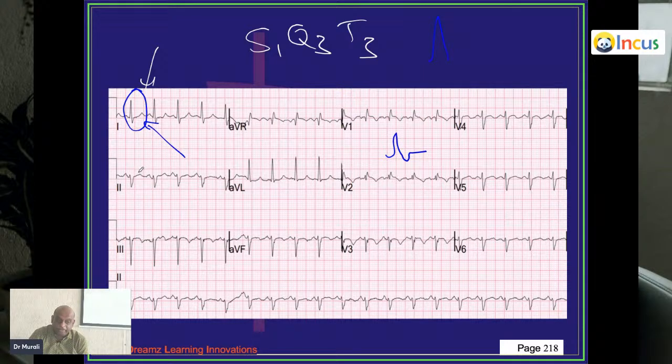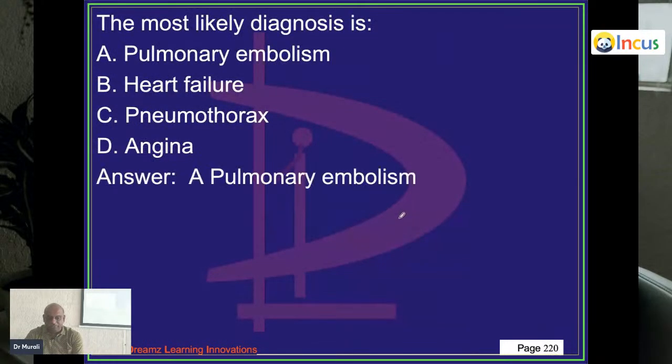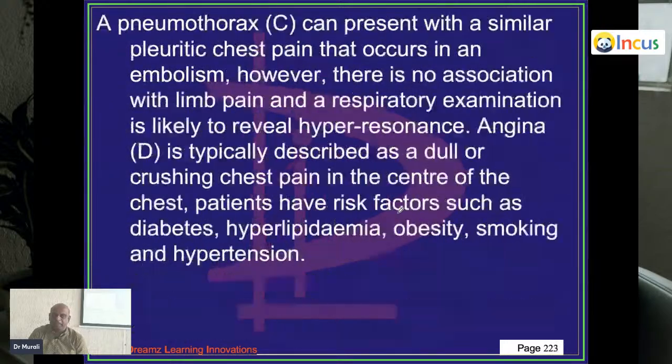Then S1, Q3, negative wave is Q. And there is also T wave inversion. Are you able to appreciate? So S1, Q3, T3 is what you see in pulmonary embolism, is what you need to remember.